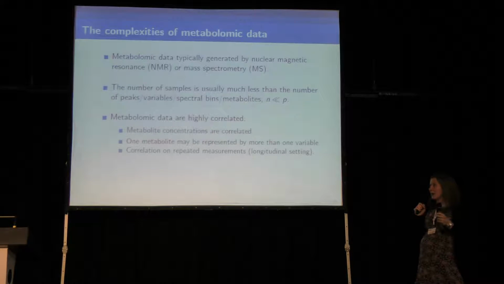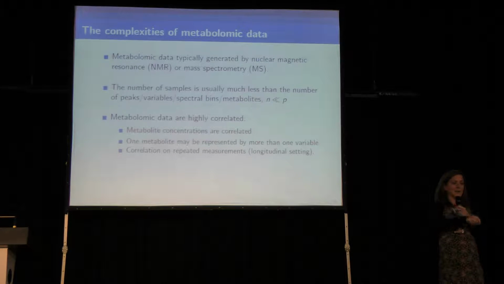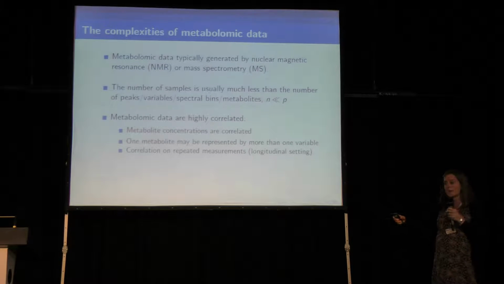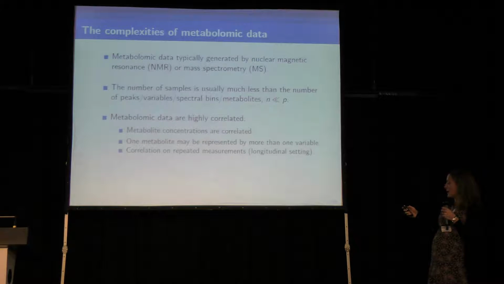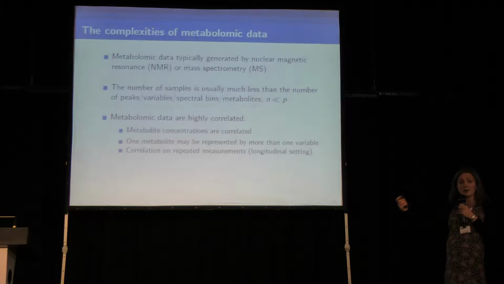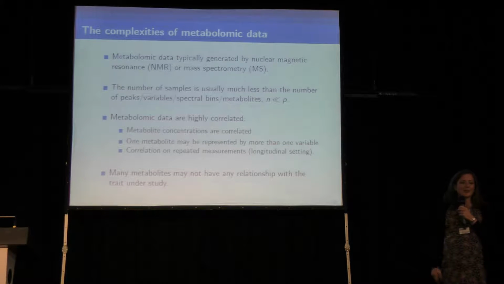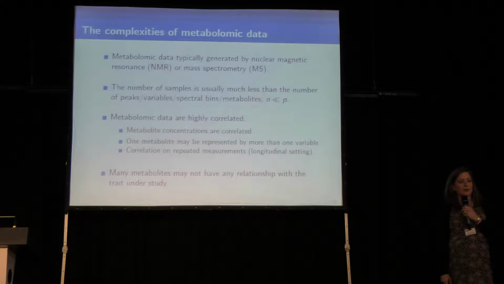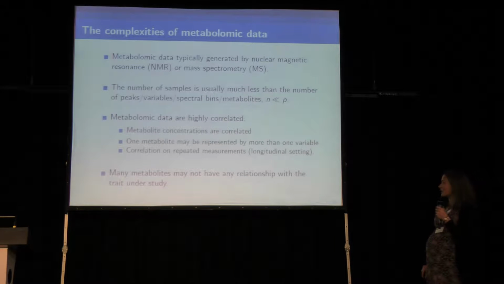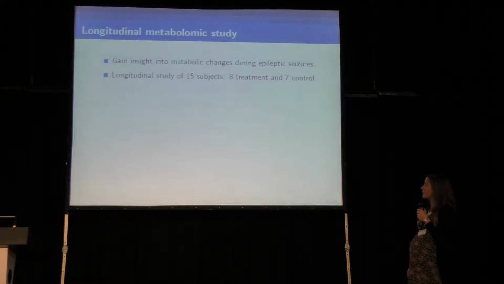While the metabolomic scientists are excellent at pinpointing that a peak is the caffeine metabolite, we have to be aware that that caffeine metabolite might actually appear at 3 different peaks in our spectrum. So we have correlation within the spectrum. And in the context of this particular study, as I mentioned, it's a longitudinal study, so we obviously have correlation across time. And additionally, lots of what is measured or shown to us in the spectrum is simply noise, and lots of the metabolites may not have any relationship whatsoever with what we're looking at.